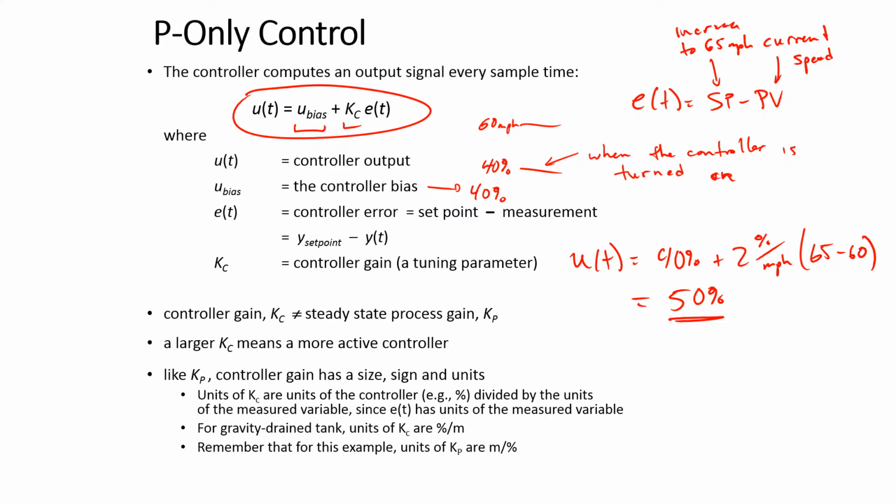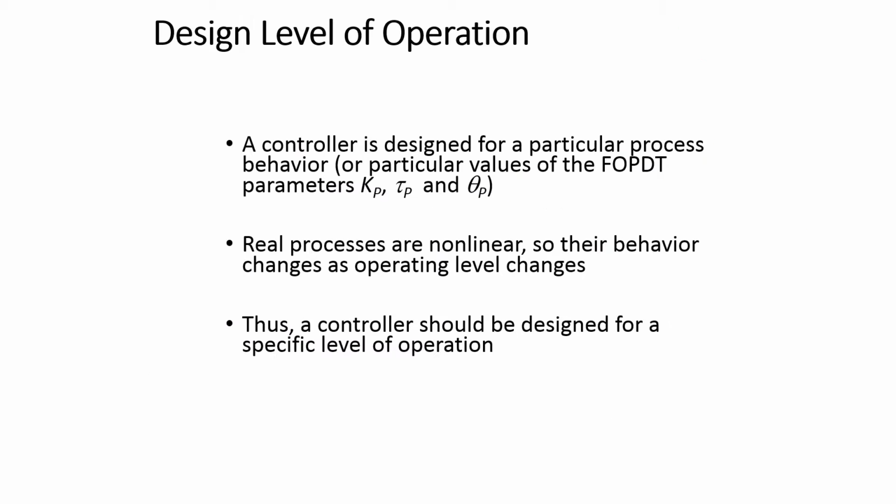Okay, so the controller gain will also have units. In this case, for level control, it might be percent per meter error. In other cases, it's going to have different units, but it does have units.